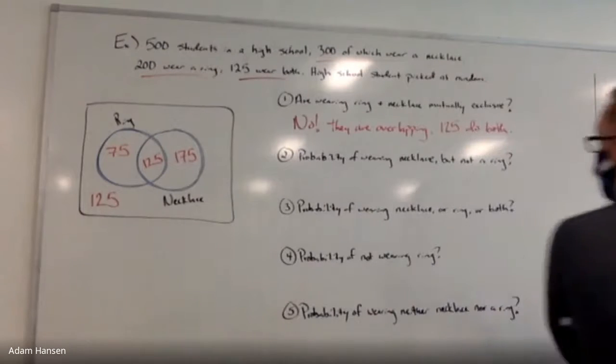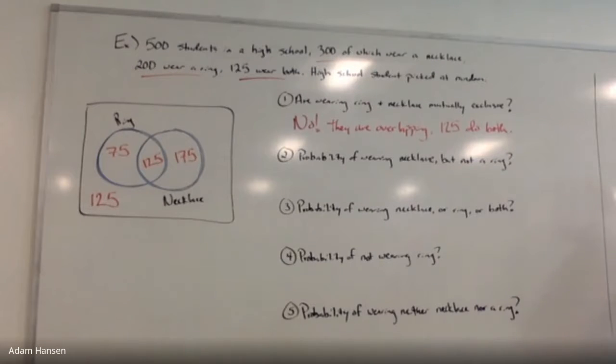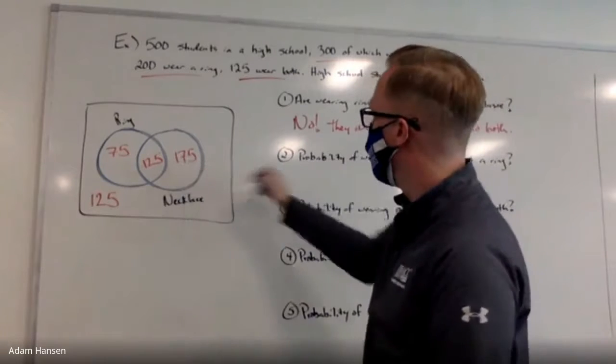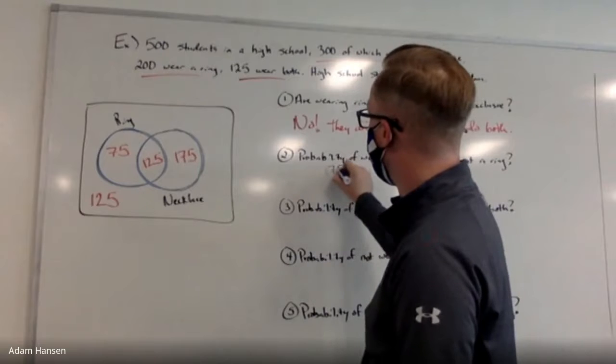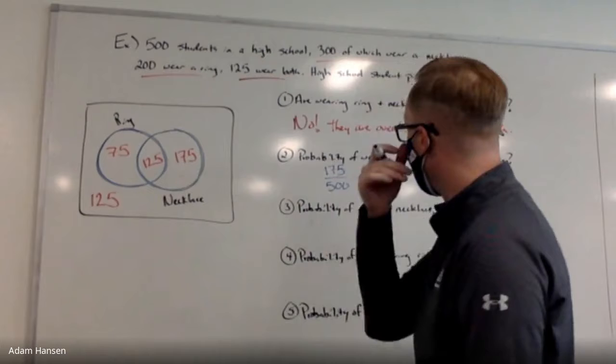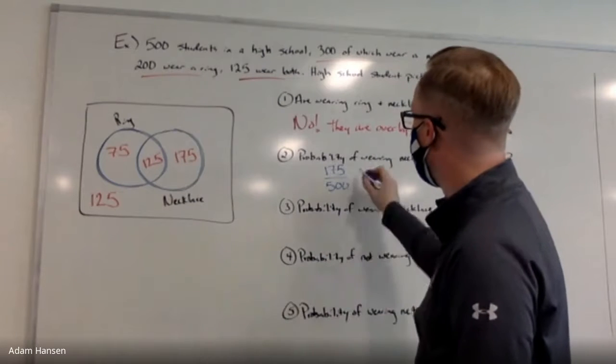All right, let's do some probabilities. The probability of wearing a necklace but not a ring. What do you say, Zoe? How many students wear a necklace but no ring? Venn diagram. Which of those four numbers is it? Necklace but no ring, 175. Out of 500, that reduces down to 7 over 20.